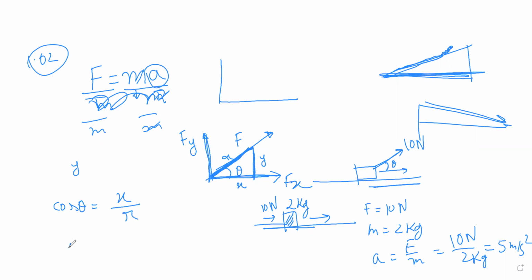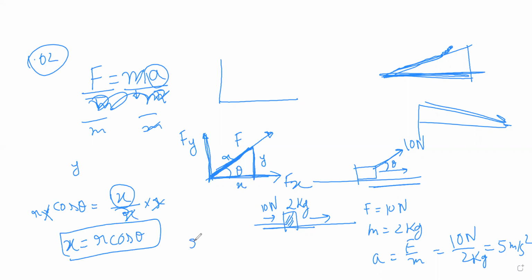So that means our x equals r cosine theta. How? We are just multiplying r on both sides, right? So r cancels out, so x equals r cosine theta. Same for sine theta, which equals opposite divided by hypotenuse, y over r. So y equals r sine theta.